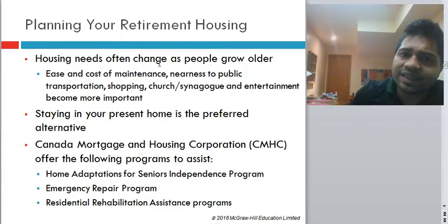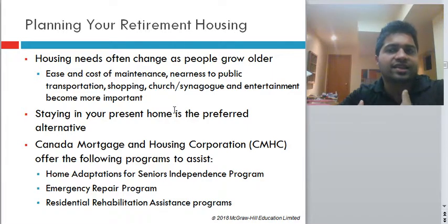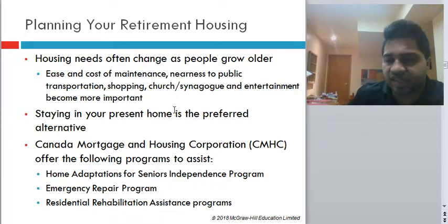Next is housing needs often change as people grow older. Ease and cost of maintenance, nearness to public transportation, nearness to shopping centers, church, synagogue, and entertainment become more important. Staying in your present home is generally a preferred alternative. The reason is you actually stay there for a while and you have built a community. So moving away from that in retirement is actually very difficult.